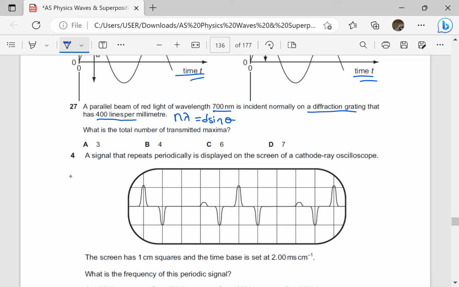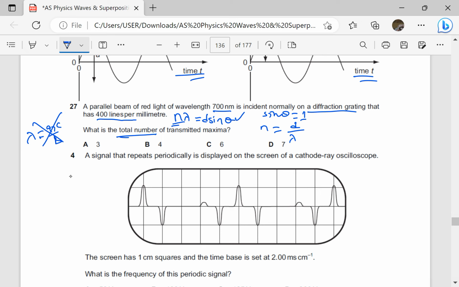I want you to draw a clear difference between a diffraction grating and a double slit. Every time I say diffraction grating, I'm using this formula, and every time I say double slit, I'm using lambda is equal to ax over d. So do not confuse these, and do not use the double slit one in place of diffraction grating. When n is maximum, sine theta is equal to 1, so n is going to be d divided by wavelength.